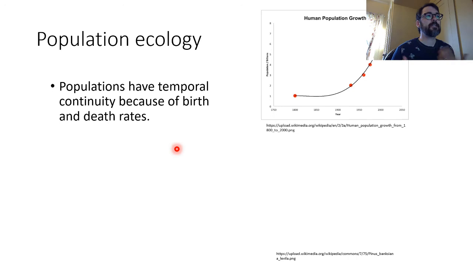And there's a couple ways to think about this, right? Populations have temporal continuity because of birth and death rates, right? So all of us are here today because our parents were here in the past, and their parents before them in the past, right? So there's that temporal continuity of genes getting passed forward through time.